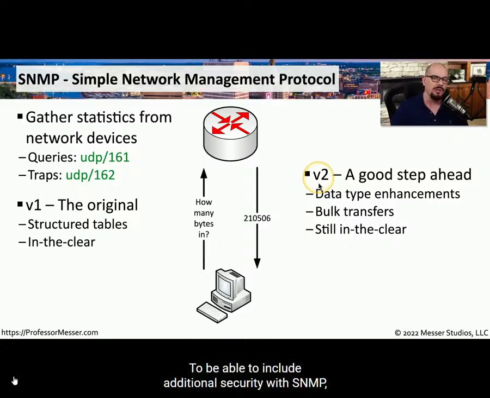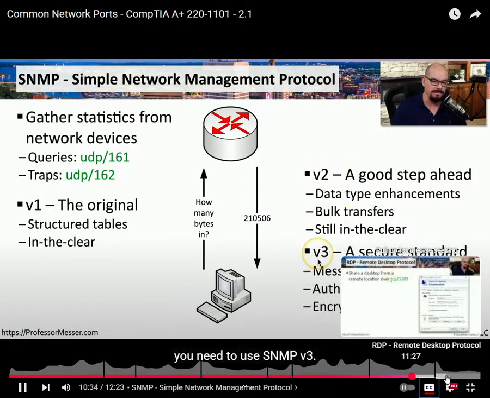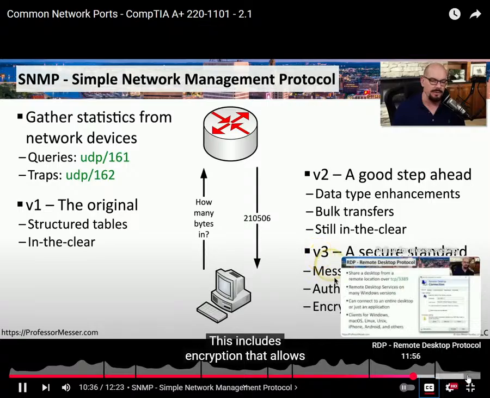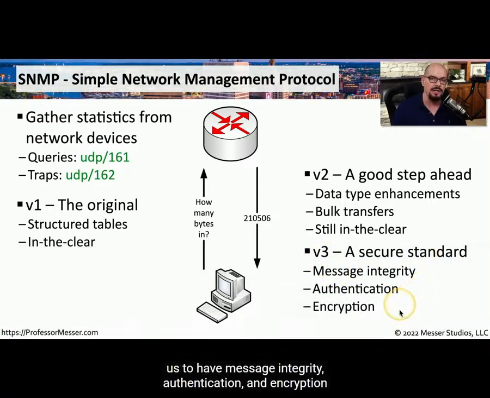To be able to include additional security with SNMP, you need to use SNMP v3. This includes encryption that allows us to have message integrity, authentication, and encryption of all of the SNMP data.